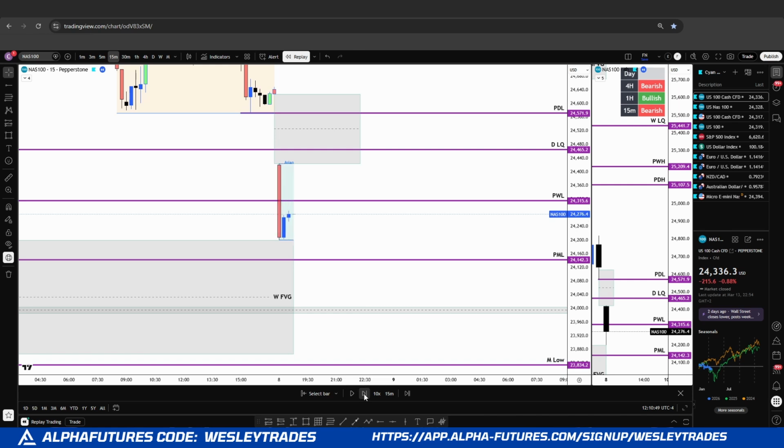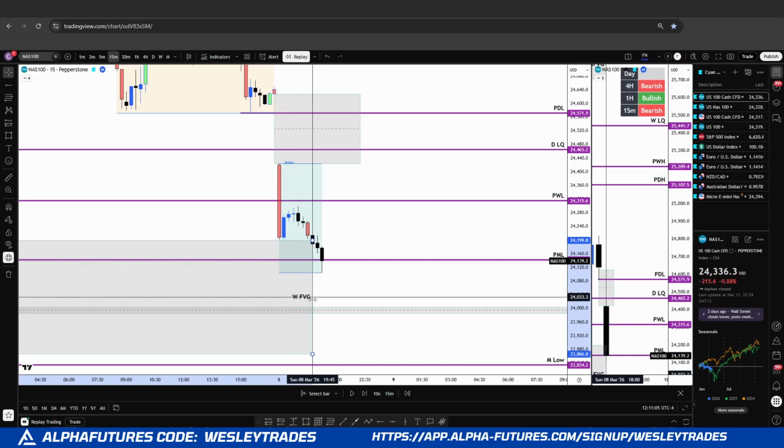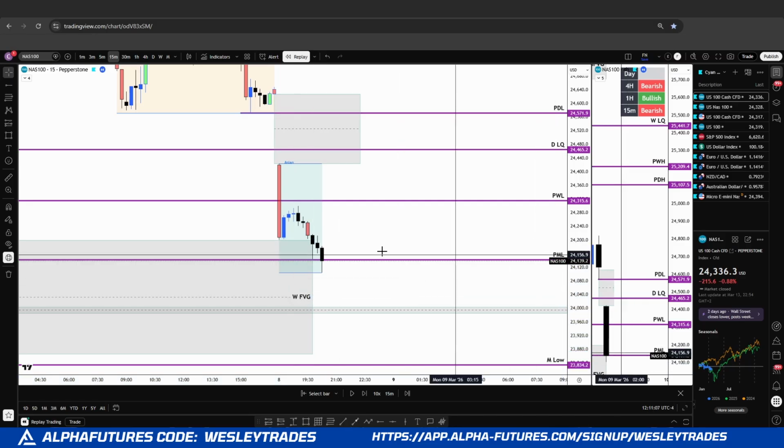Let's move. So yes, there is going to be a fair value gap here on the 15-minute time frame, but let's just move on. Okay, what did we do here? This is extreme. Why is this extreme? This is a monthly level. Previous monthly low.